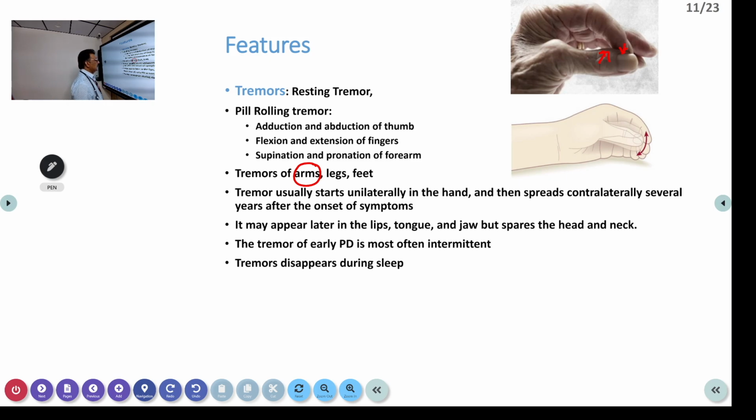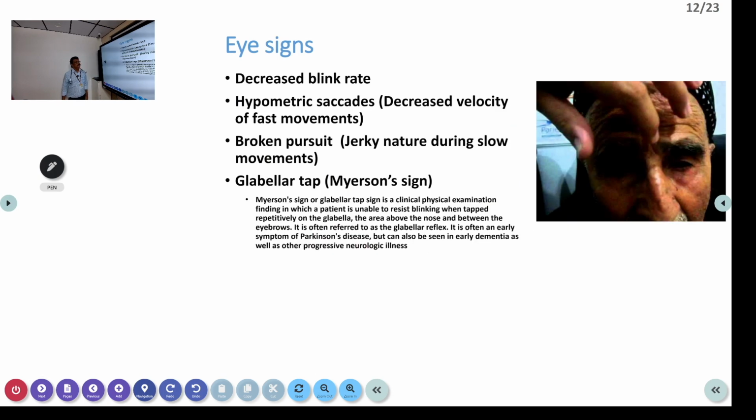The tremor is early in Parkinson disease, and most often it is intermittent. Sometimes you can see it, sometimes it will disappear. It disappears during sleep. So these are the typical features of tremors in Parkinson's. So it's a resting tremor, not an intentional tremor.